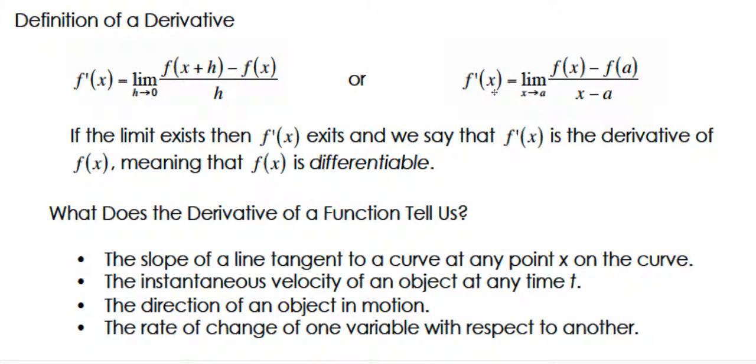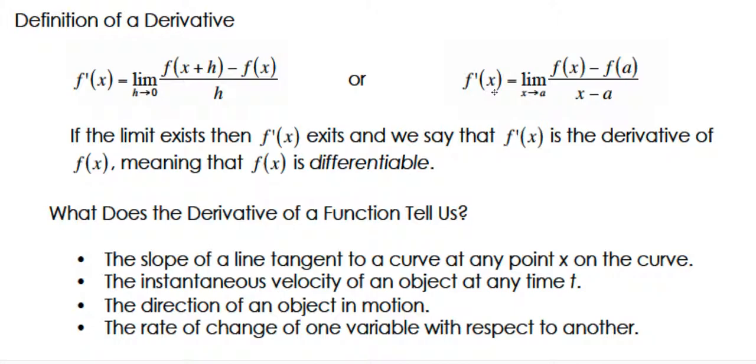And the kind of things that a derivative can tell us depend on what our original function is measuring, but the derivative tells us the slope of a line tangent to a curve at any point on the curve. In other words, it tells us the rate at which the slope is changing. It tells us the instantaneous rate of change.